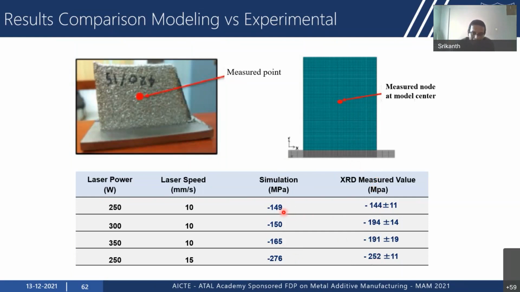So you can clearly see that in some cases there is a good prediction between the simulation predicted residual stress results and experimentally measured residual stress results using the XRD technique. Okay, in some cases there is some difference, but even then the error is not very high.